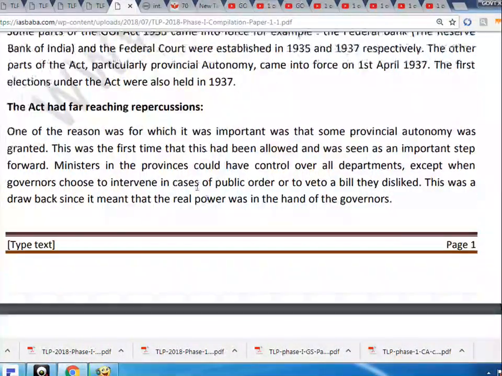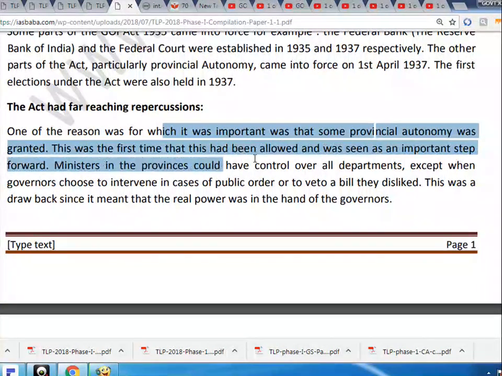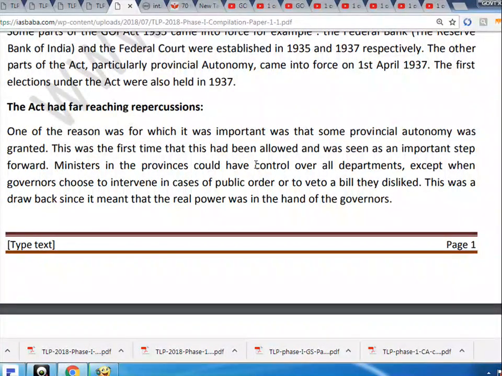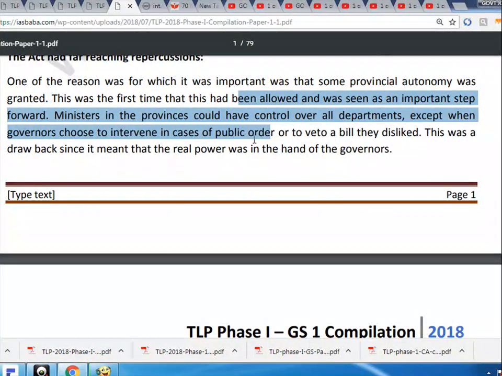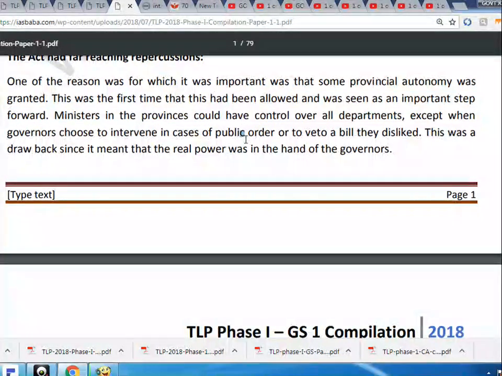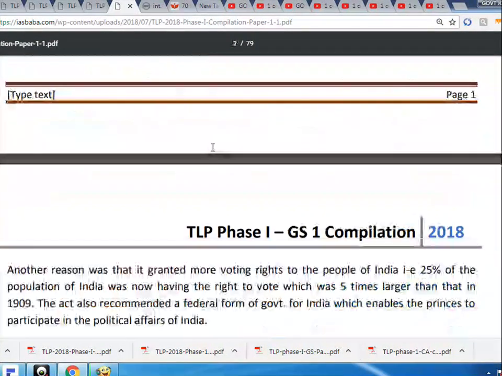The Act had far-reaching repercussions. One of the reasons for which it was important was that some provincial autonomy was granted. This was the first time that this had been allowed and was seen as an important step forward. Ministers in the provinces could have control over all departments, except when governors chose to intervene in cases of public order or to veto the bills they disliked. This was a drawback since it meant that the real power was in the hands of the governors.